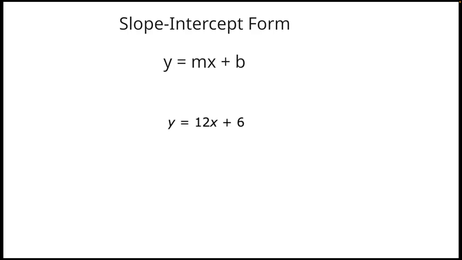So slope-intercept form is this formula that you see written up, y equals mx plus b. And a couple things to note here. Number one, the y and the x never change. They just stay y and x. The m and the b will be numbers, all right? And m is the slope. B is the y-intercept.